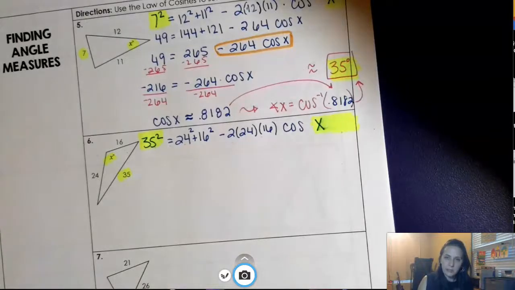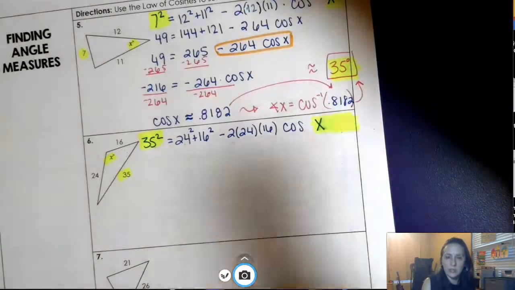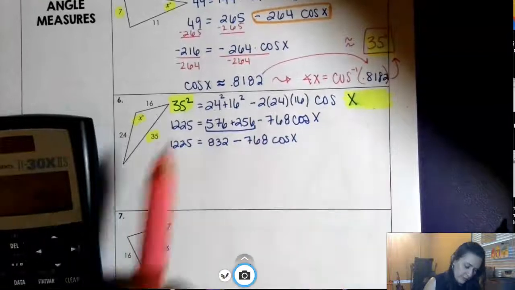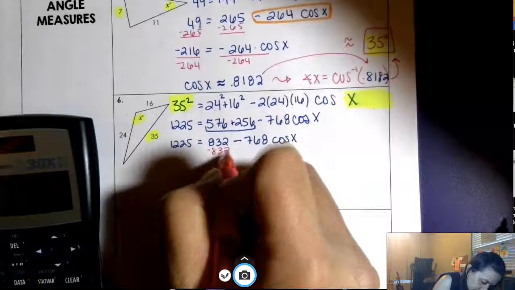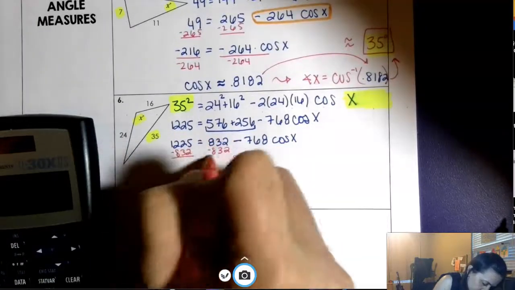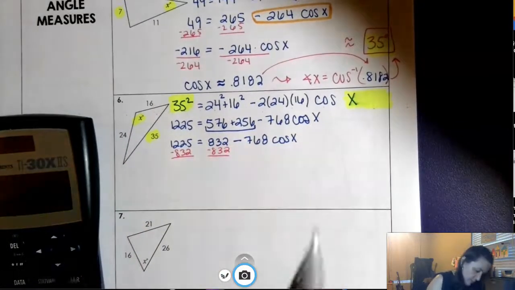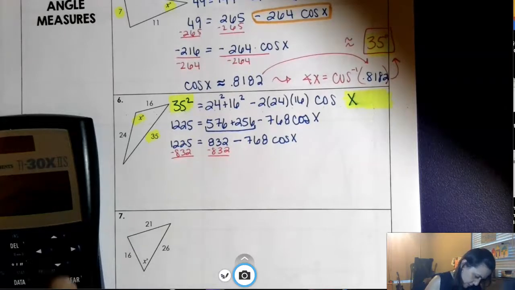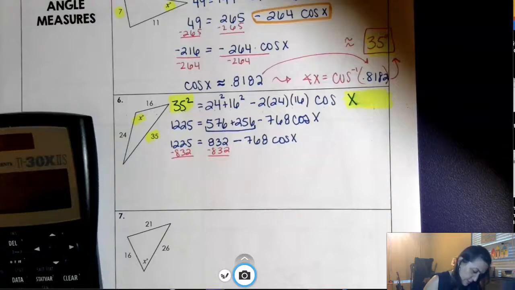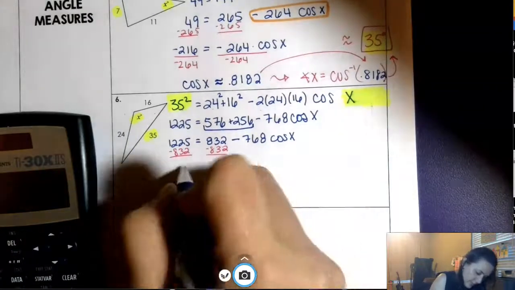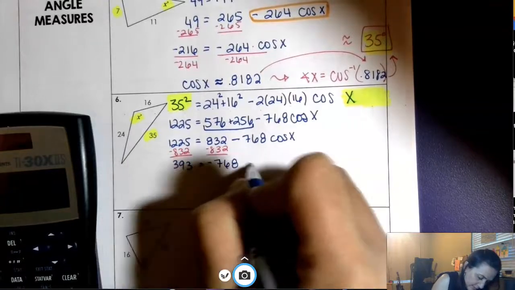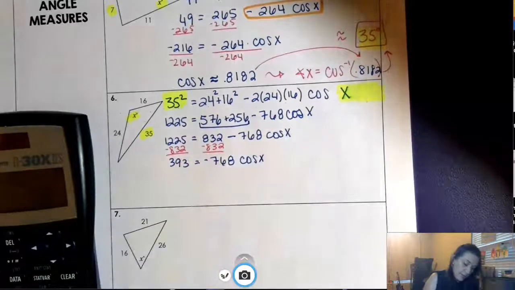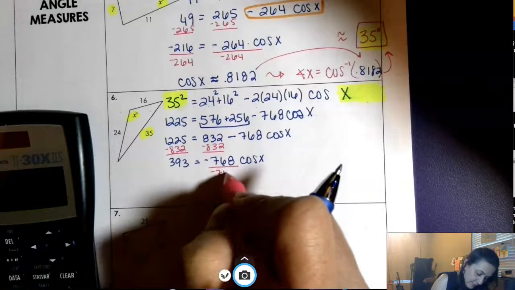Okay, so again, I'm going to pause while I do some of the quick calculations until I get to that more tricky part. So once I do the squaring and combining like terms here, I'm going to subtract 832. I end up with 393, what is that? 1225 minus 832. We end up with 393 here, equals negative 768 cosine of x, and now you want to divide by negative 768.